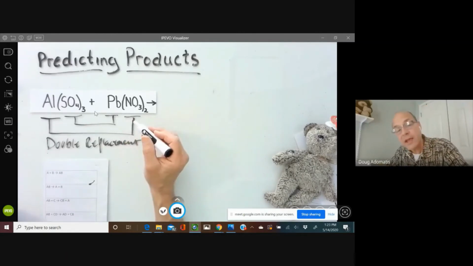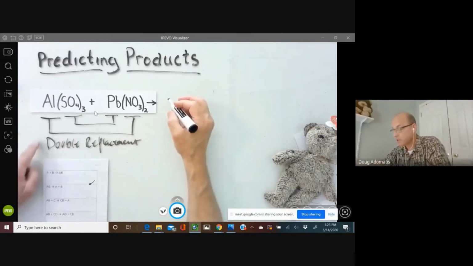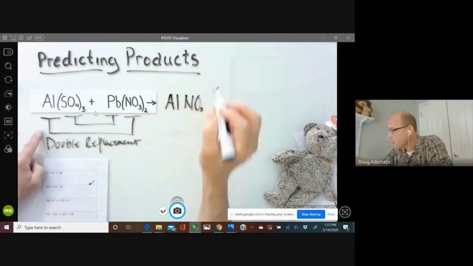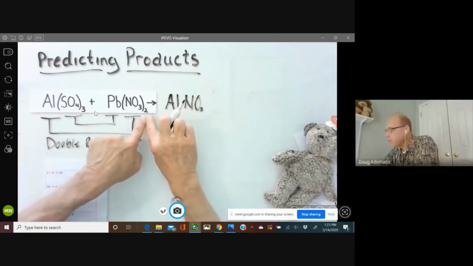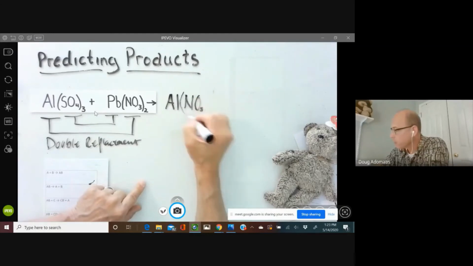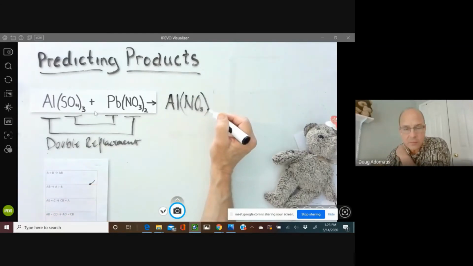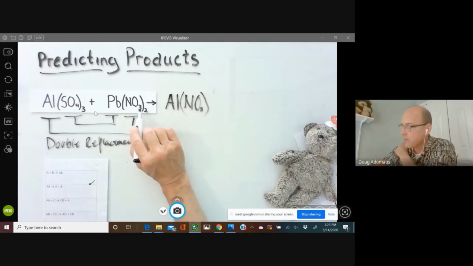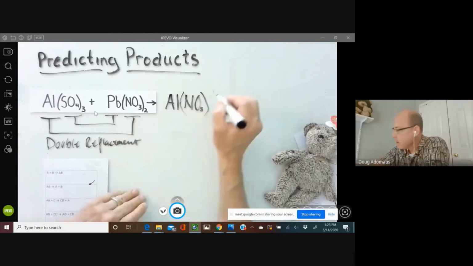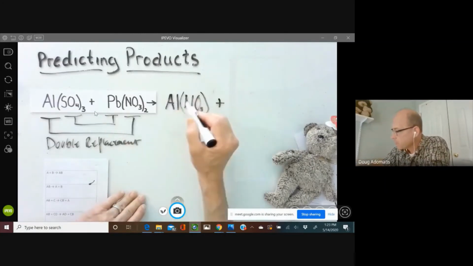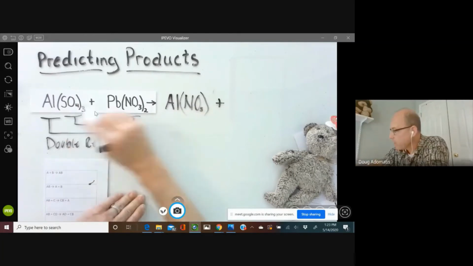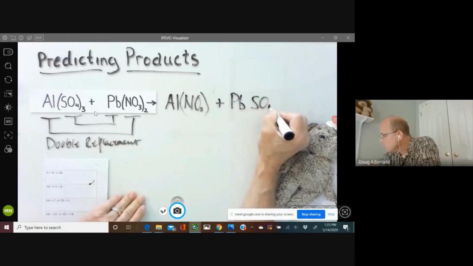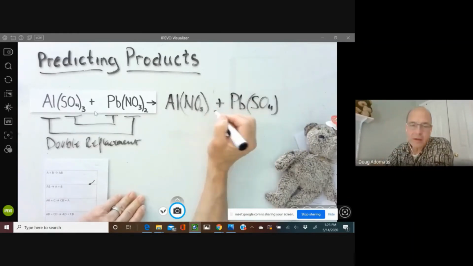So aluminum sulfate and lead nitrate is going to give you, let's see, aluminum nitrate. Okay, you have to bring the subscript 3 along because that's what makes it nitrate. But you don't bring the 2 along because that's just what was needed in order to make it neutral with lead. Okay? And then you're going to have lead sulfate. Lead sulfate. Okay? Now, then you're going to have to figure out what those subscripts are.